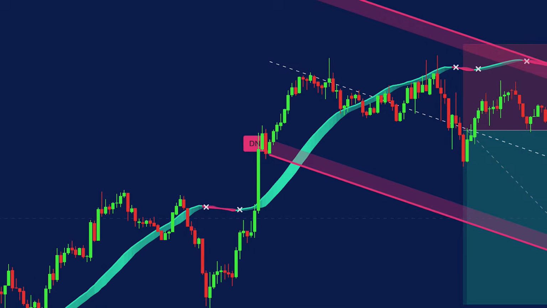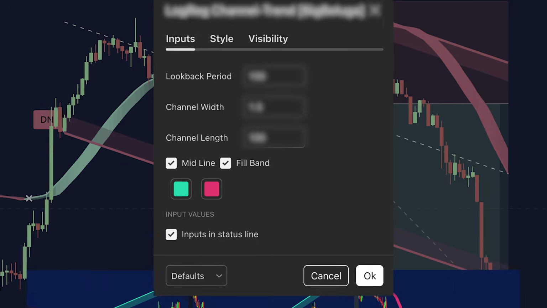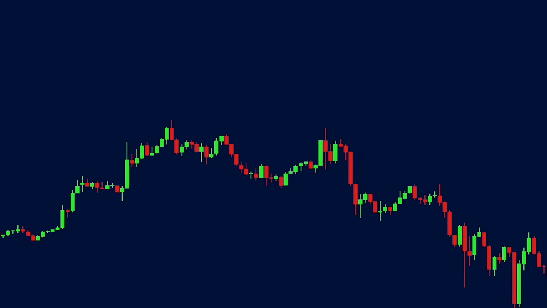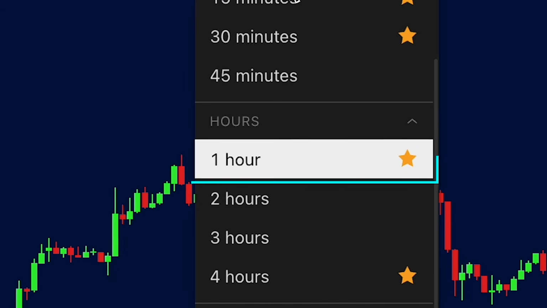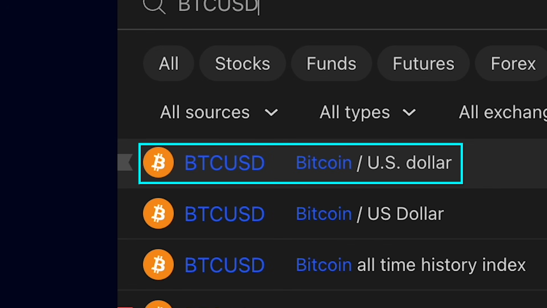And in this video, I'm going to show you how logarithmic regression reveals hidden trends, the perfect settings for your market, and a complete three-phase strategy for trading these signals. Let's get into it. First, head over to TradingView and pull up any chart you want. I'm using the 1 hour time frame on BTCUSD, but this works on any market, any time frame.